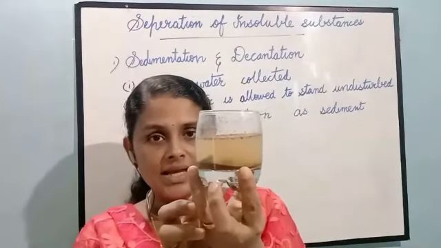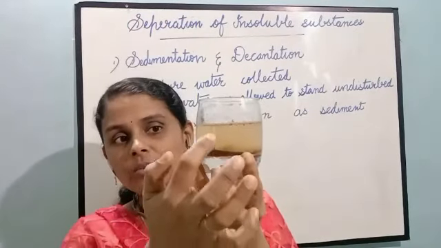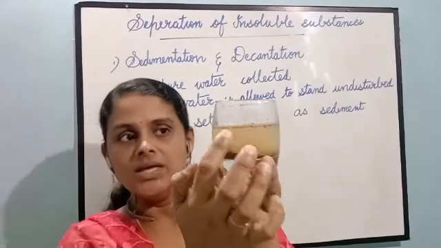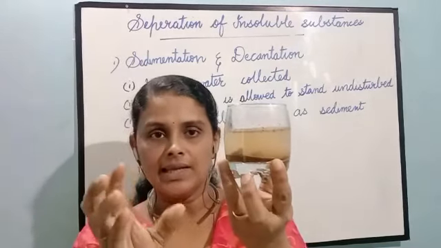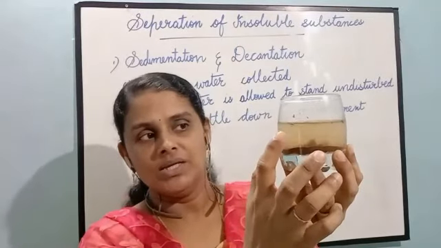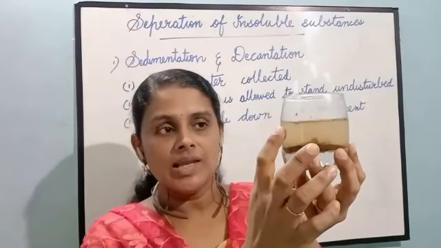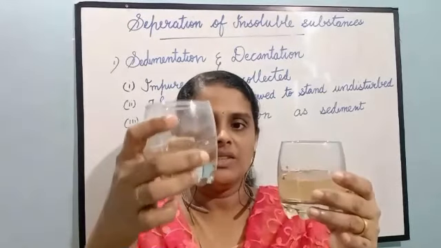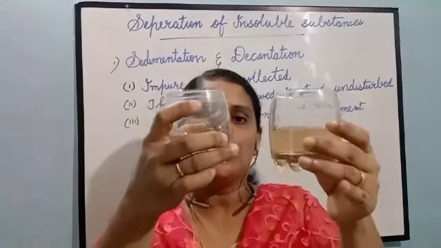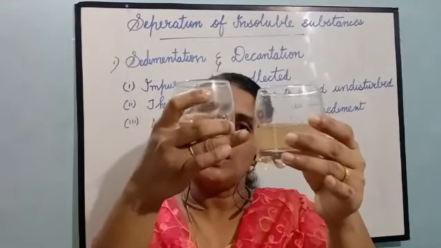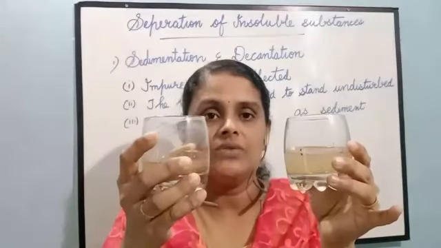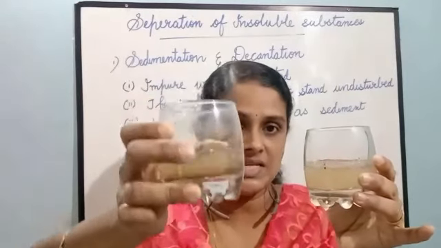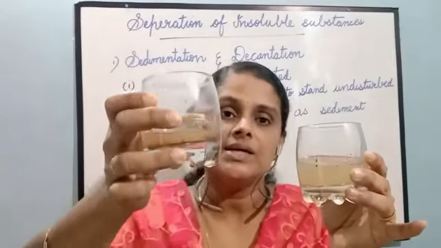So in this glass, there is water above the mud. Here you can see the mud. Above the mud there is water and it is clear. The water above the mud is clear. So this clear water can be poured into another glass. Without disturbing the sediment, I have poured the clear water into the other glass. The process of removing clear water after the sediments have settled down is called decantation.